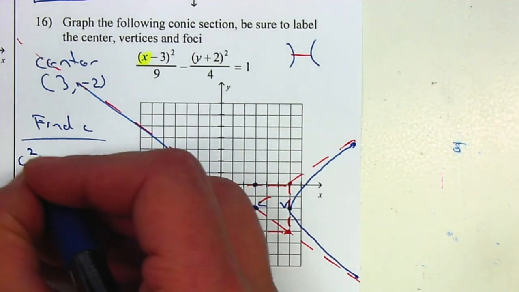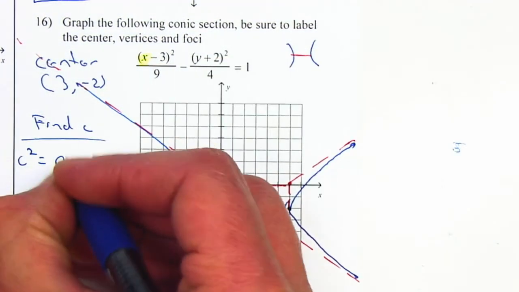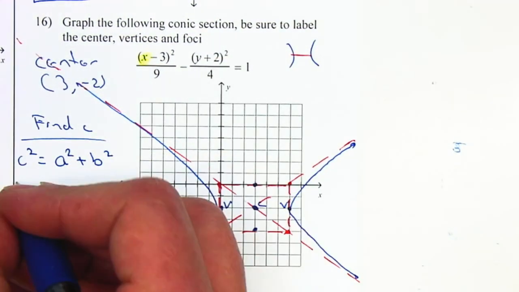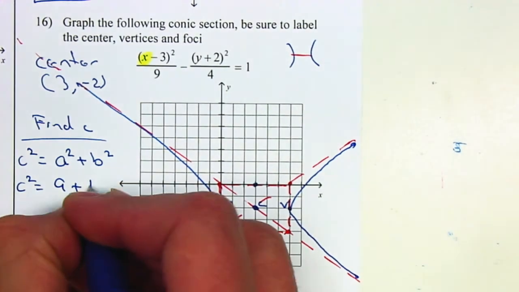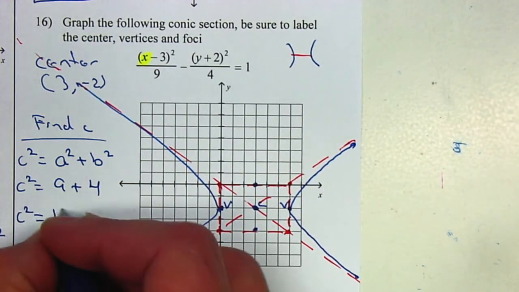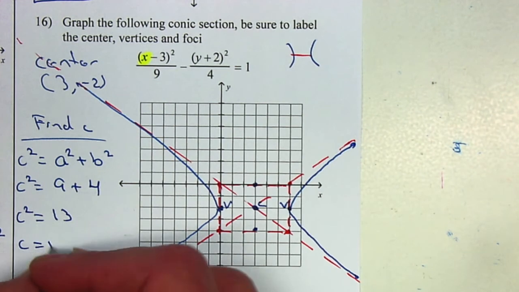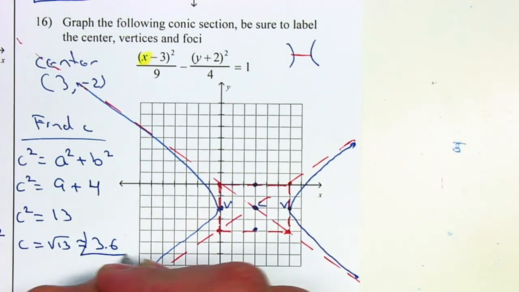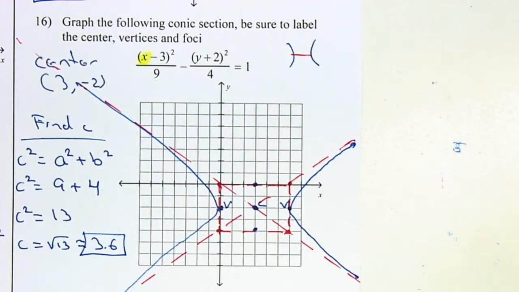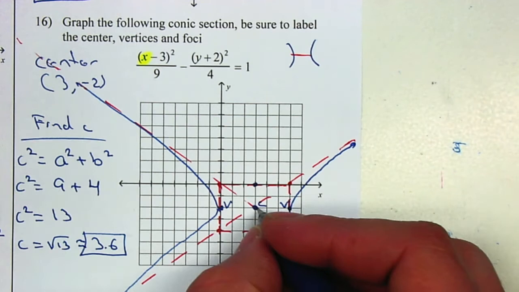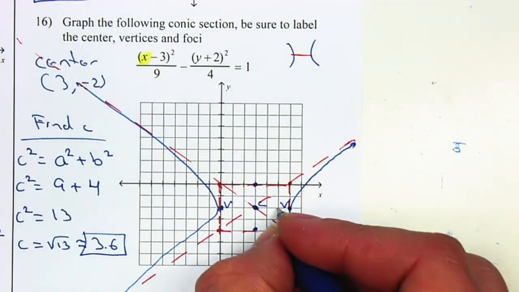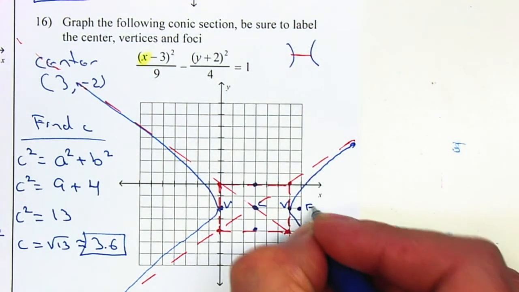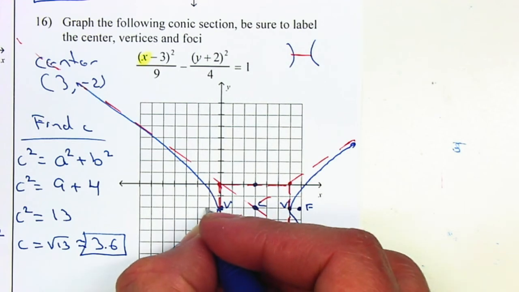It'll be c squared is equal to, if that's a minus, this will be a plus. c squared is equal to 9 plus 4, so c squared is equal to 13, so c is equal to the square root of 13, which is approximately 3.6. Just happens to be the same thing as the previous problem. So I'm going to go inside your hyperbola. 1, 2, 3.6, that'll be your focus.